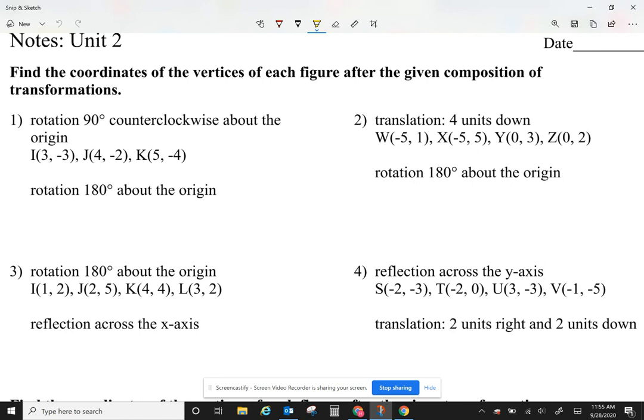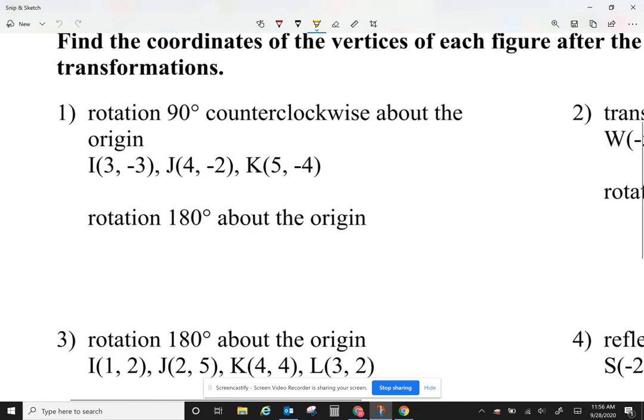So looking at question number one, for today's case, we're going to find the coordinates of the vertices of each figure after the given composition of transformations. What I mean by composition of transformations is we're going to be doing more than one transformation. In this case, we're going to be doing two. So, for example, let's take a look at question number one.